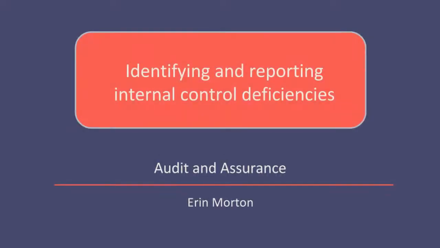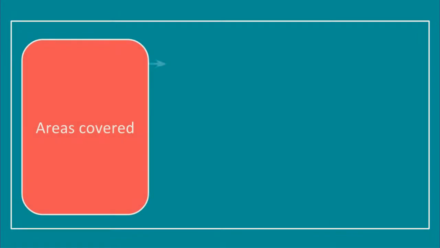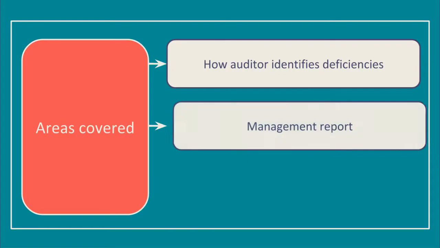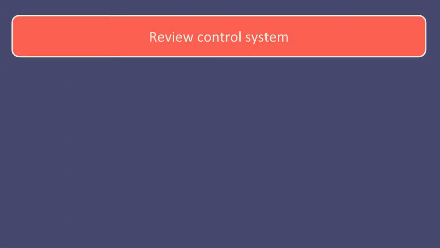This video will take you through what the auditor does to identify and then communicate internal control deficiencies to the client. We will need to cover the following: how the auditor identifies deficiencies, the management report, and the timing of communicating deficiencies.